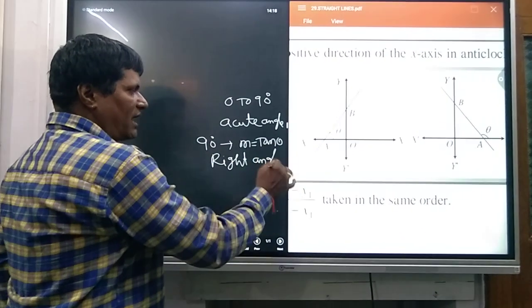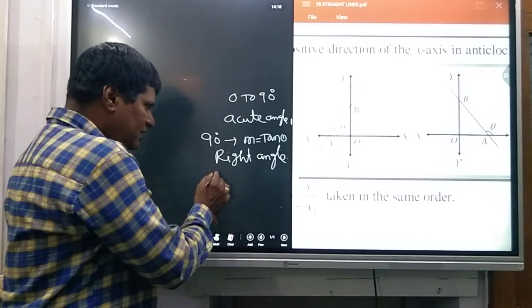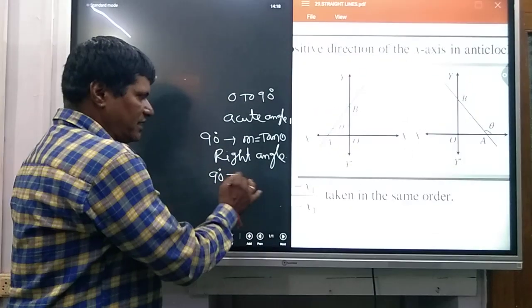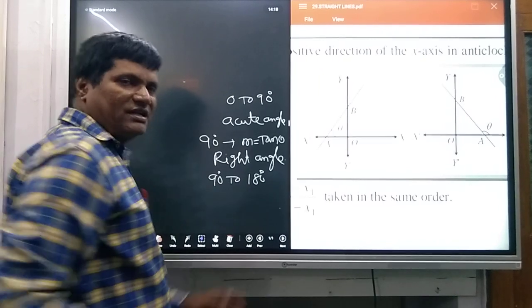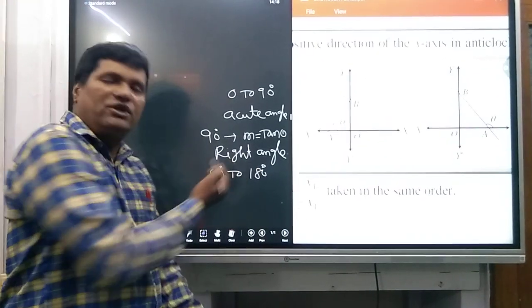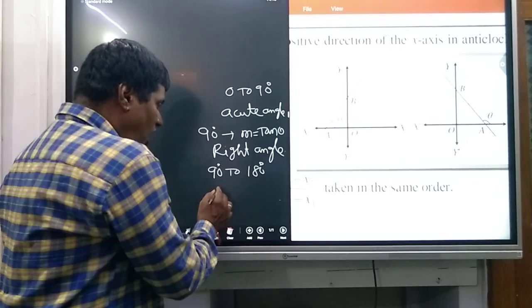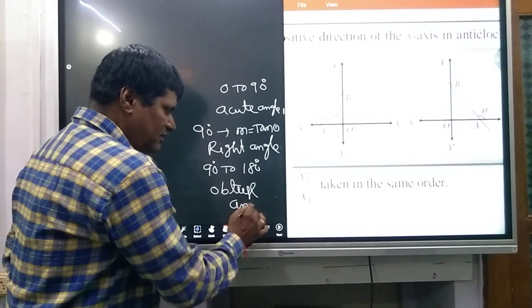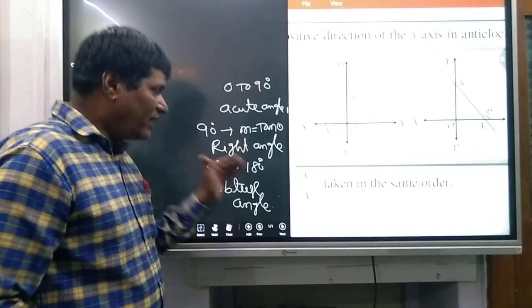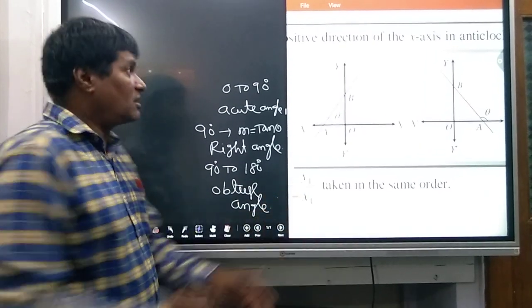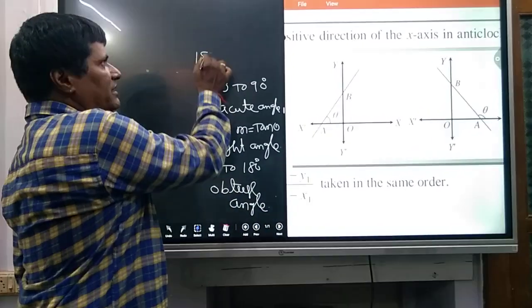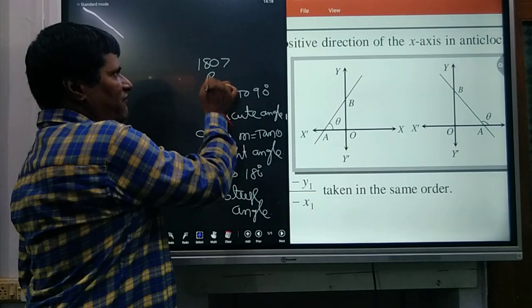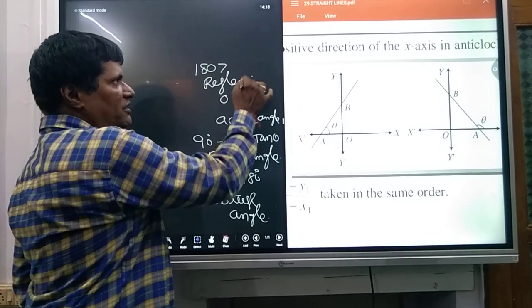What is an obtuse angle? An obtuse angle is 90 degrees to 180 degrees. So whenever theta lies between 90 and 180 degrees, that is called an obtuse angle. That's a very important concept. Whenever the angle is greater than 180 degrees, that is called a reflex angle. Greater than 180 means reflex angle. That is a very important reflex angle.